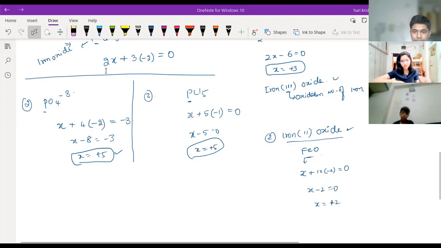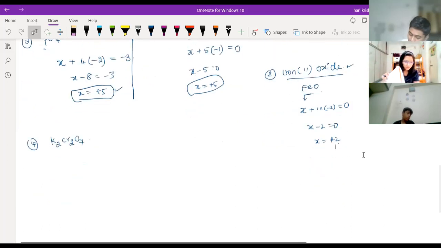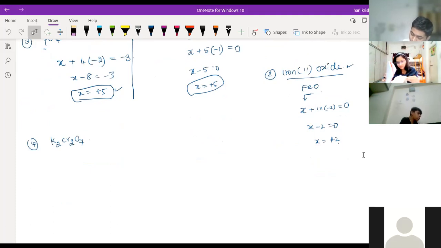So next one, find out the oxidation number of chromium in K2Cr2O7. Do it fast. Pranav and Jivika, are you clear? Any doubts? Saikshit, clear, sir. Sai, are you there? Unmute yourself, Sai.